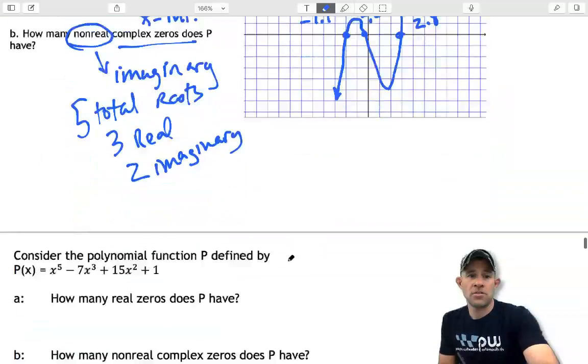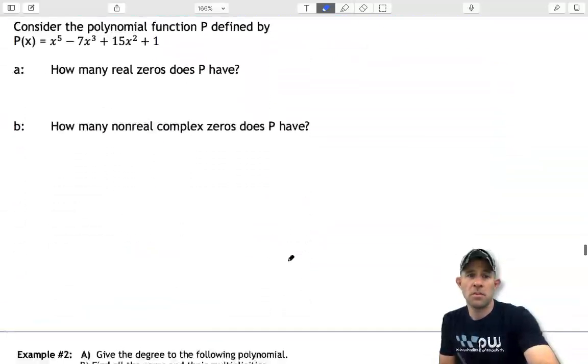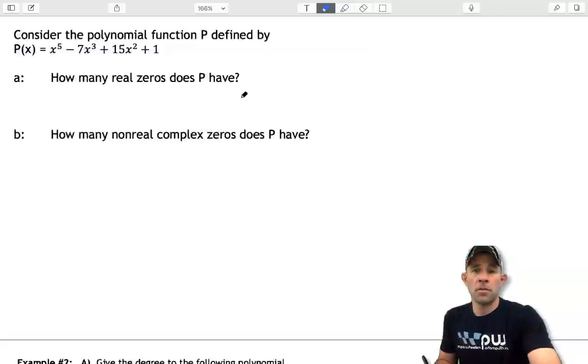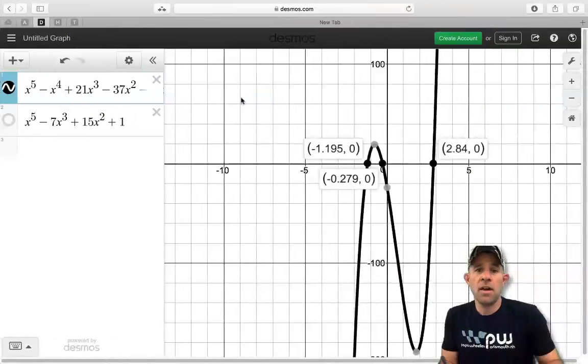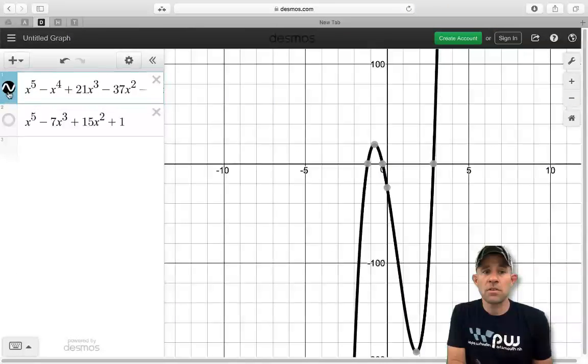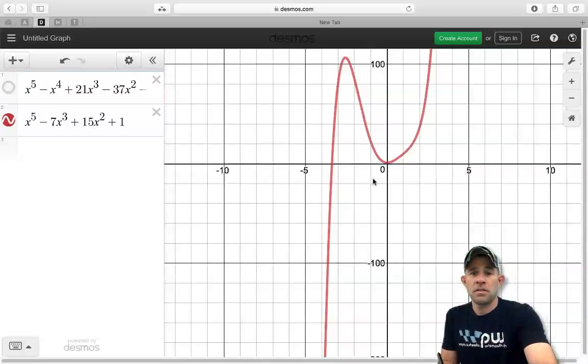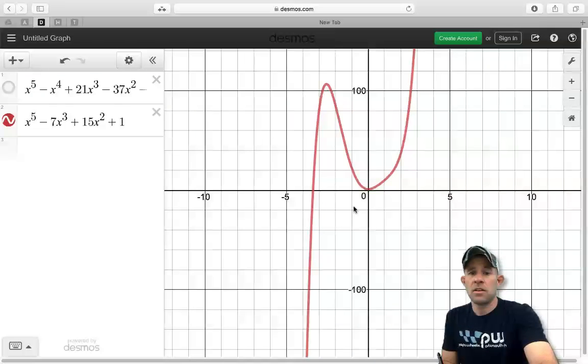All right, let's try another example very similar to that. It says consider the polynomial function p defined by x to the 5th minus 7x cubed plus 15x squared plus 1. So again, I've gone ahead and graphed that in Desmos for us. I'm going to turn this graph off, turn that one on, and get centered there a little bit.